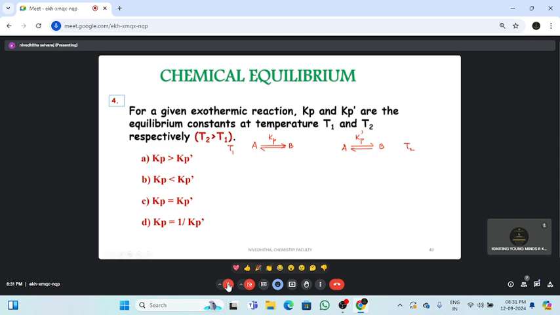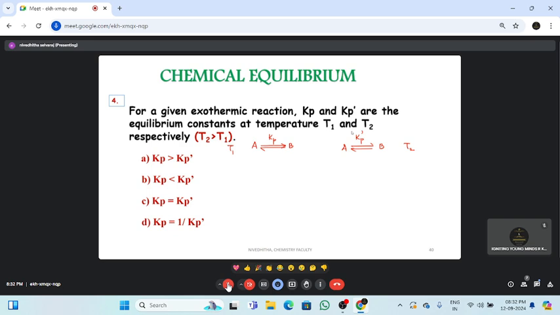Whenever you're changing the temperature, definitely the equilibrium constant's value will change. Equilibrium constant is dependent only on the temperature. If you change the temperature, either you increase or decrease it, definitely the Kp value will change. And equilibrium constant will not depend on any other parameter, not on the concentration, not on the volume, not on the pressure. Equilibrium constant depends only on the temperature. And Tatvatika's answer is option A.